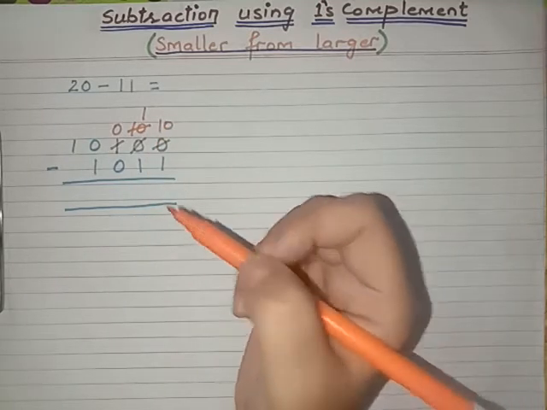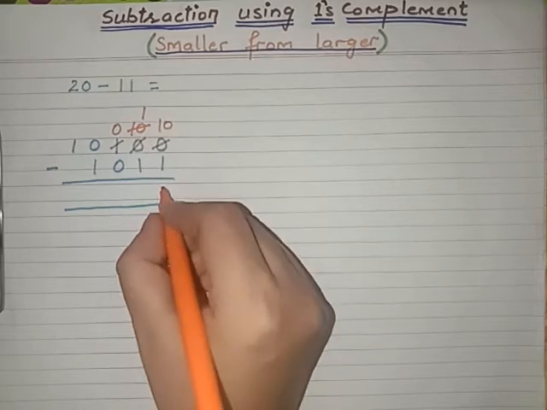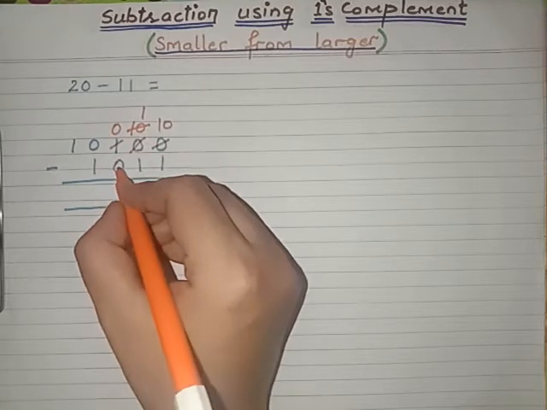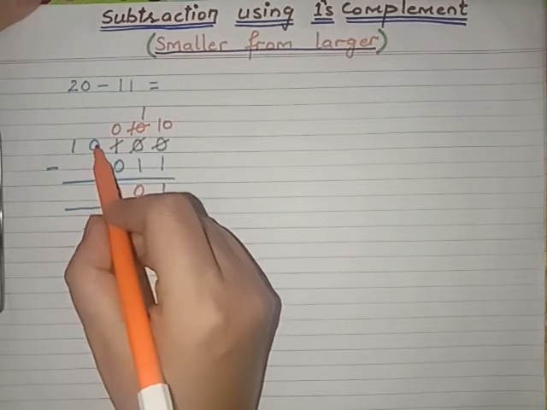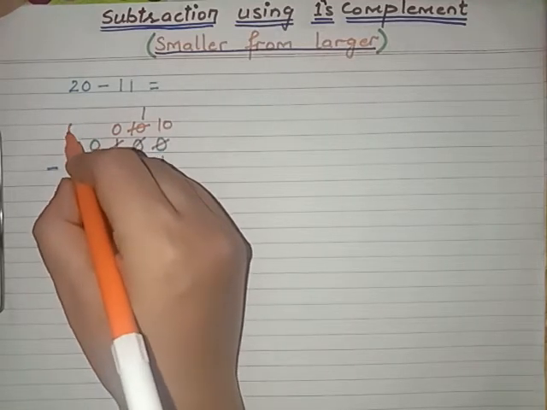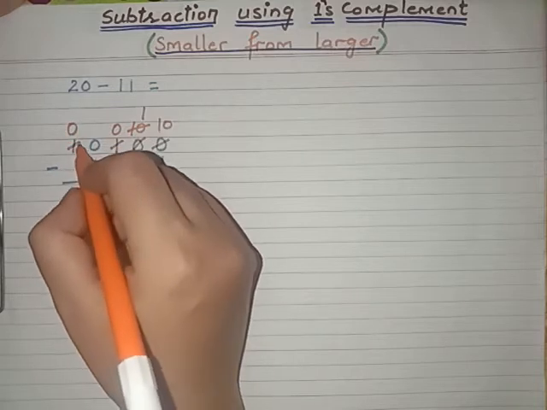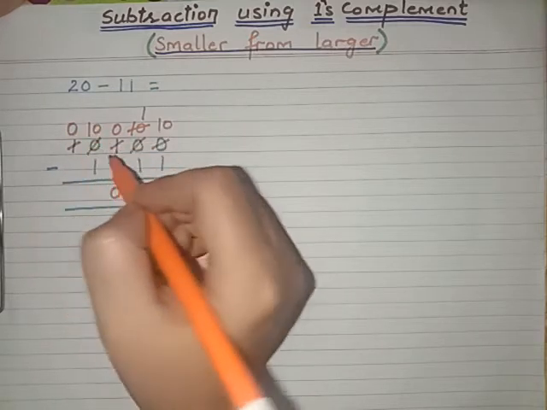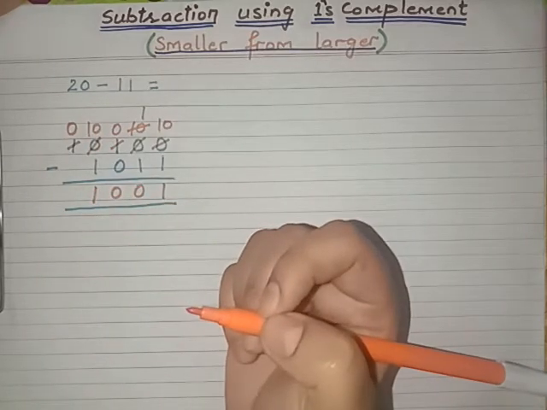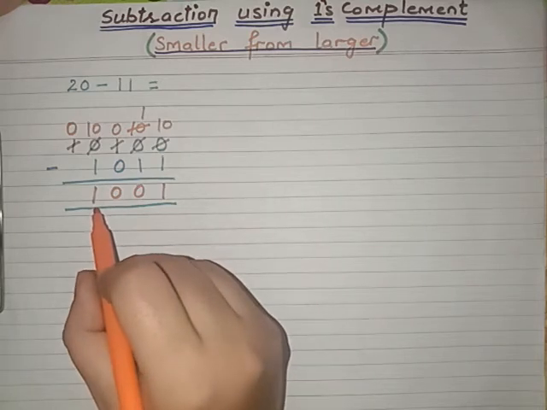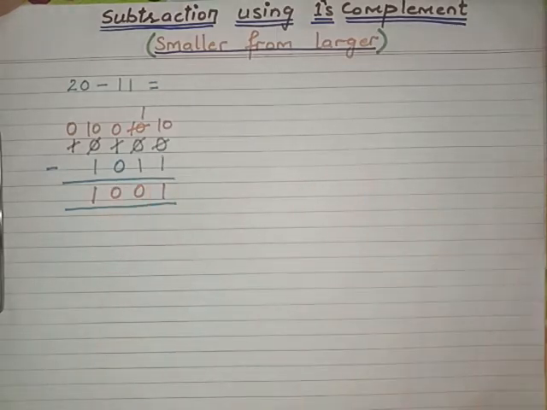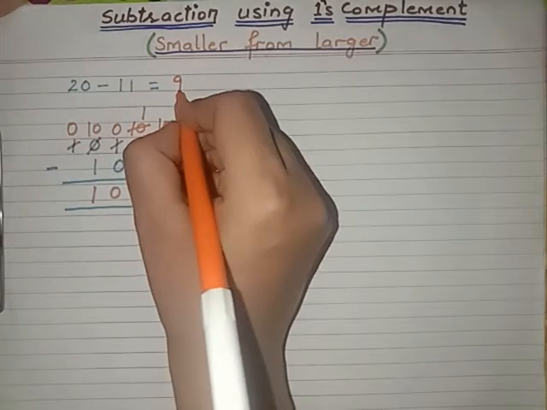Now just start subtracting. 1 0 minus 1 is equal to 1. 1 minus 1 is equal to 0. 0 minus 0 is equal to 0. Again 0 minus 1. That means we will be taking a borrow from the next digit, that is 0, and here it will be 1 0. 1 0 minus 1 will be equal to 1. So you can see the result we are getting is 1001, that is 9. As we know that 20 minus 11 is equal to 9, we are doing it right.